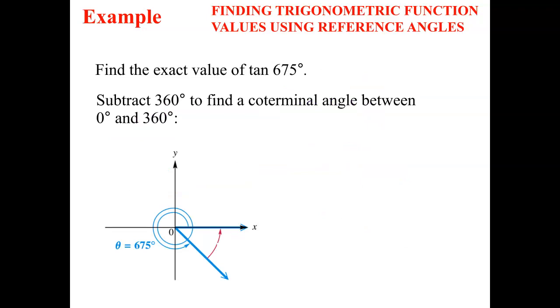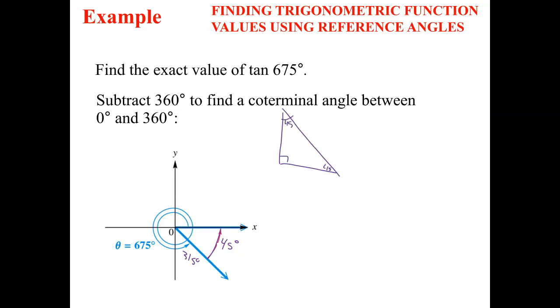675. What's my reference angle? Okay, so my co-terminal angle is 315. What's my reference angle going to be? 45. Okay? So far we've been using the 30, 60, 90 triangle. Is that one going to help me here? No, I need to use my 45, 45, 90 triangle.